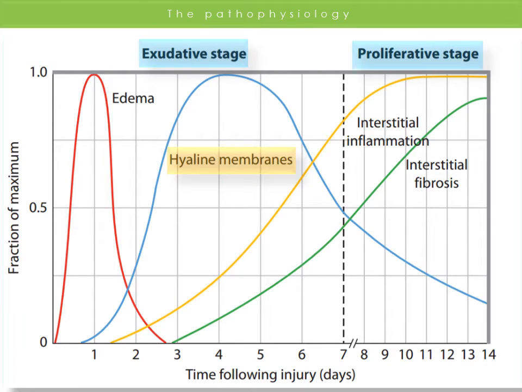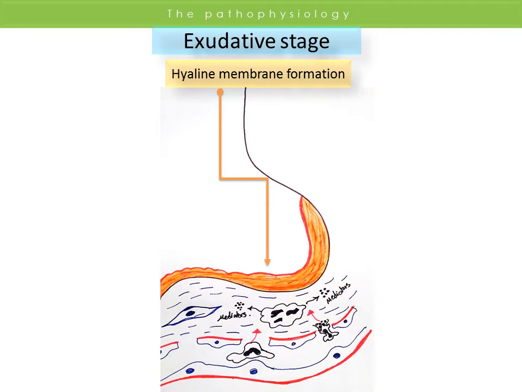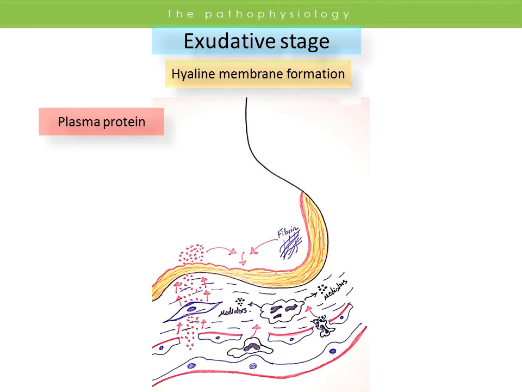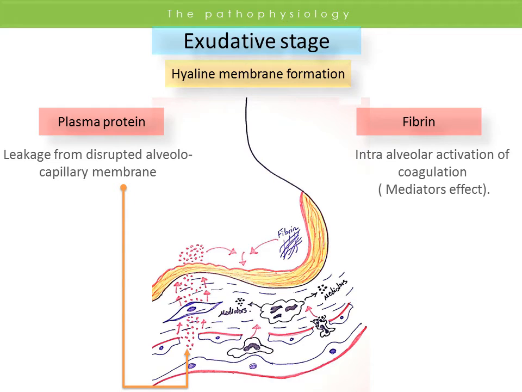The second stage in the pathophysiologic process of the exudative stage is the stage of hyaline membrane formation. This hyaline membrane is formed of plasma proteins and fibrin. The plasma proteins result from leakage through disrupted alveolo-capillary membrane, while the fibrin is derived from intra-alveolar activation of coagulation, which is an effect regulated and mediated by the mediators release.